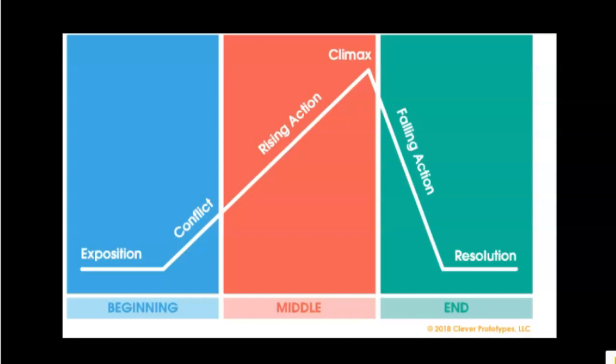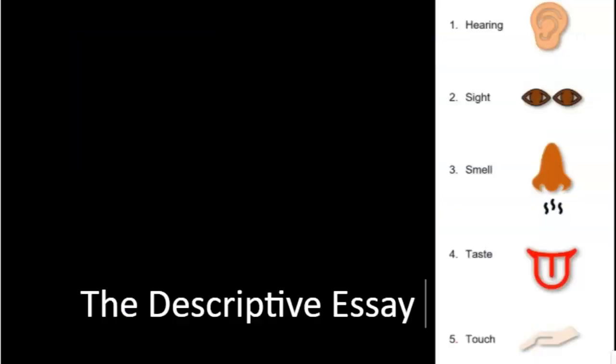So this is the classic plot line. Exposition, conflict, rising action, climax, falling action, and resolution. And it follows a sort of beginning, middle, end structure.